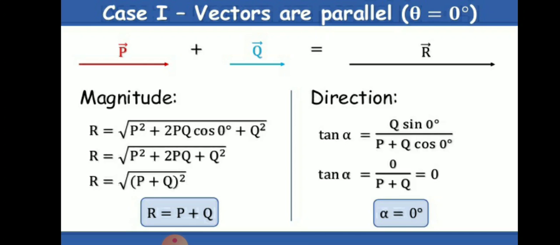Now what will be the direction if the two vectors are parallel to each other? Tan alpha is equal to Q sin theta divided by P plus Q cos theta. Now theta is equal to 0 degree, so sin 0 is 0 and cos 0 is 1. Therefore, you will get tan alpha is equal to 0. This is the first case.